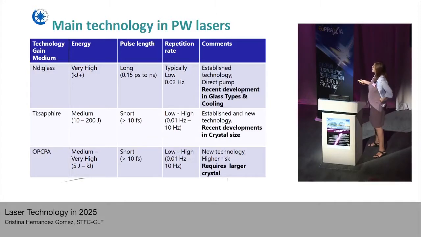A little bit later on came Ti:Sapphire. Ti:Sapphire is a different system that allows us to go straight away to shorter pulses.